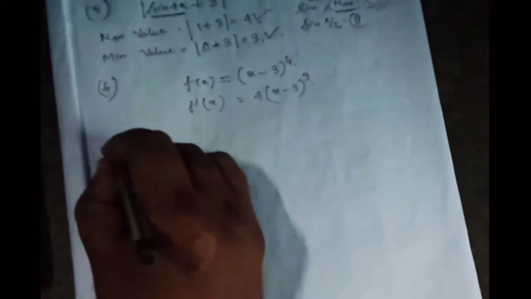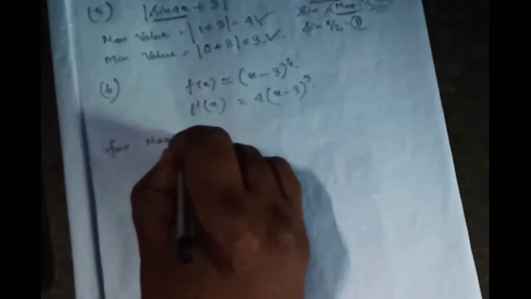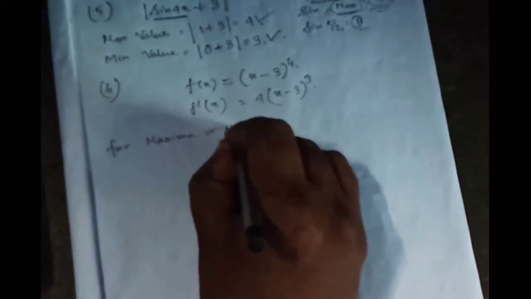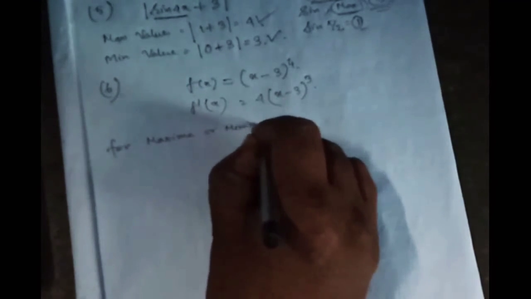For maxima or minima, we must have f dash x equal to 0, that means 4 into (x minus 3) whole cube equal to 0, that means x minus 3 equal to 0. So the value of x would be 3.